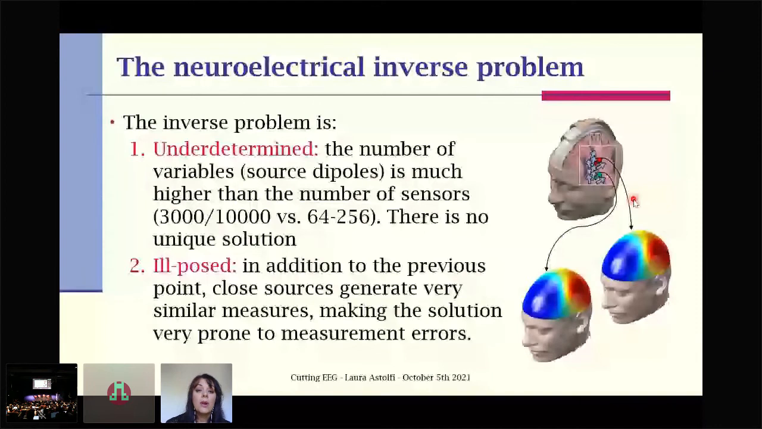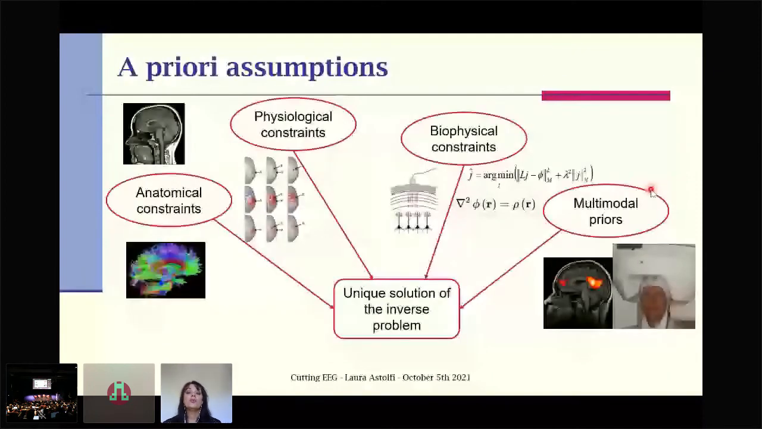There were many different solutions provided for this, but what we need in any case is to add some constraints to the problem, because otherwise we won't have a unique solution. These constraints can be of different kinds, different origins. We can, for instance, include anatomical constraints.